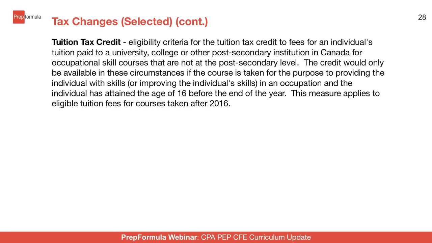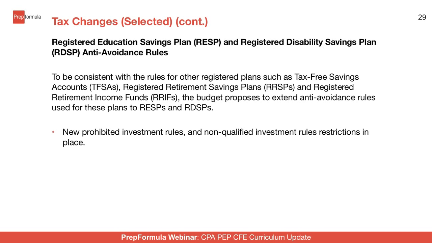Tuition tax credit. Now things become really muddy here. Eligibility criteria for tuition tax credits to fees for an individual's tuition paid to a university, college, or other post-secondary institution in Canada for occupation skill courses that are not at the post-secondary level. The credit would only be available in these circumstances if the course is taken for the purpose of providing the individual with skills in the occupation and the individual has attained the age of 16. Now, please keep in mind this is federally. The tuition tax credit still applies provincially in most provinces. It looks like the feds can't really agree with the provincial government.